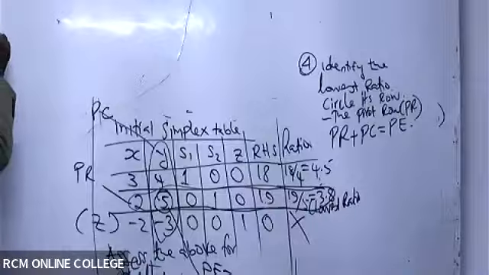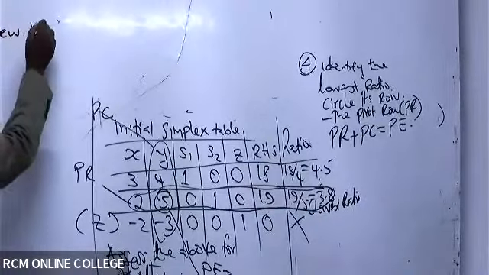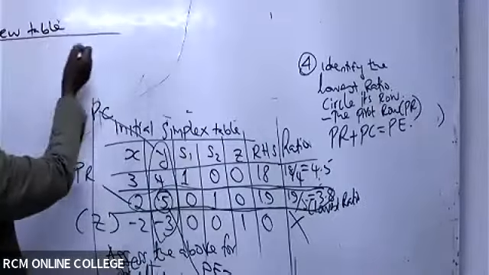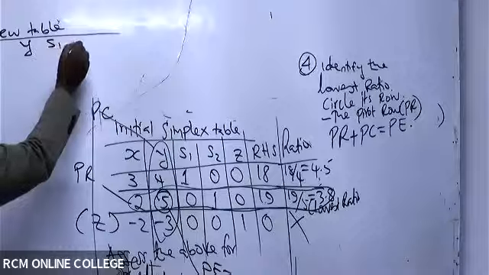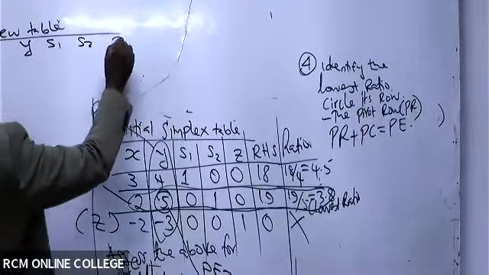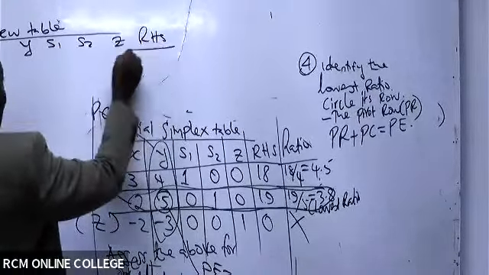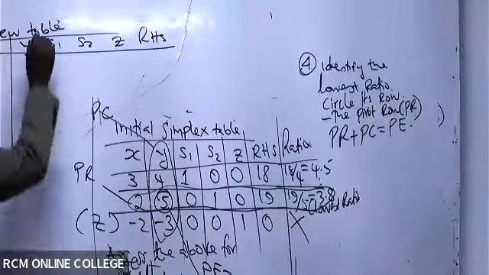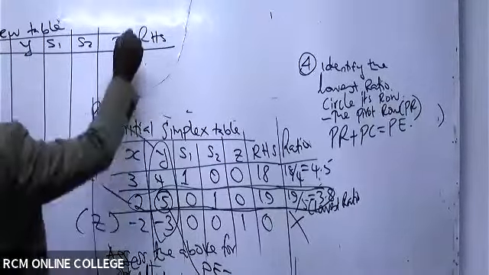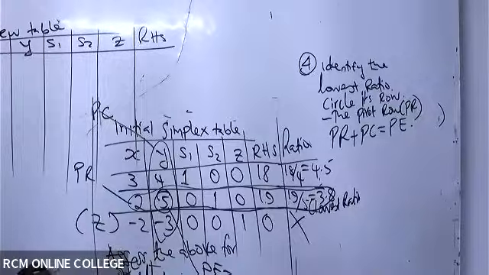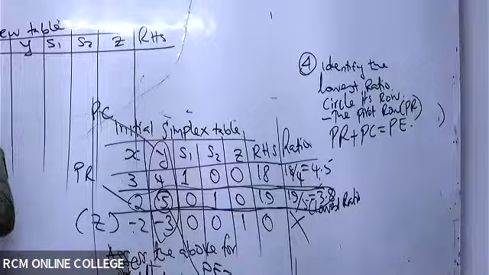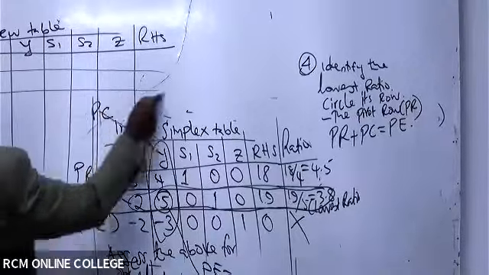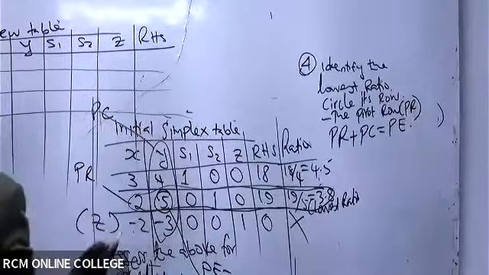Now let's do a new table. In this new table, we have our usual X, Y, S1, S2, we have Z, we have right-hand side. Remember, our original table has 1, 2, 3 rows. We should also have 3 rows here: 1, 2, and then 3, like that.